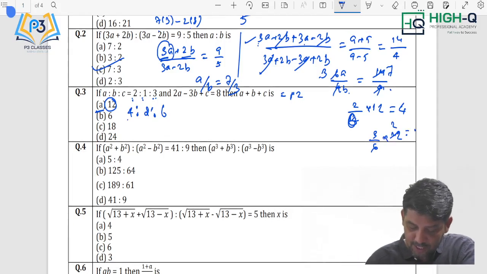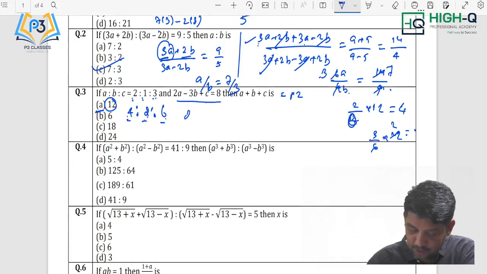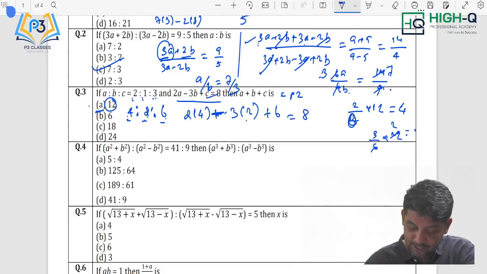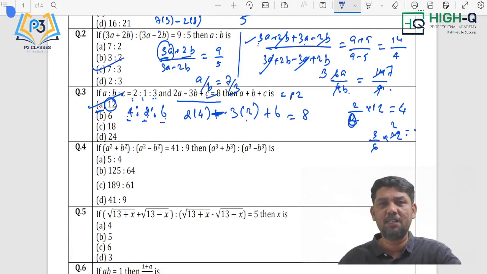Now look at this. Sir, what are you trying to communicate? If it is A, B, C, then A plus B plus C is 12, we got. Same values I am going to substitute here. 2A minus 3B plus 6, that is 8 minus 6, 2 plus 6 is 8. Satisfied, option A. Simply use the trial and error method, you will get the answer.